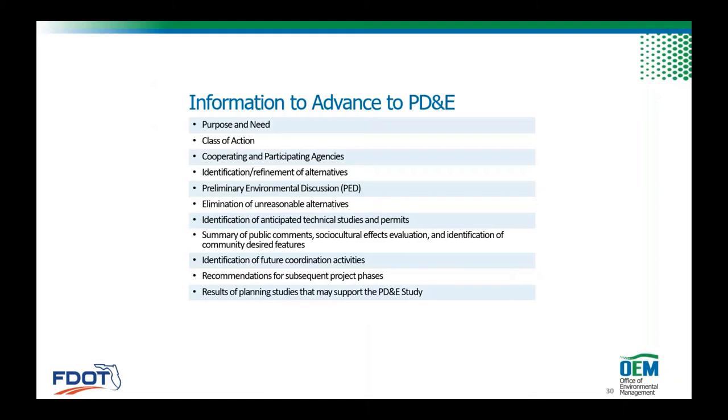So the purpose and need, class of action, if it's federal, you've got cooperating and participating agencies. You've got a lot of feedback on your alignments. We've already done a preliminary environmental determination. We've worked to eliminate things if we can eliminate stuff. We also have a good understanding of what anticipated technical studies or permits are.